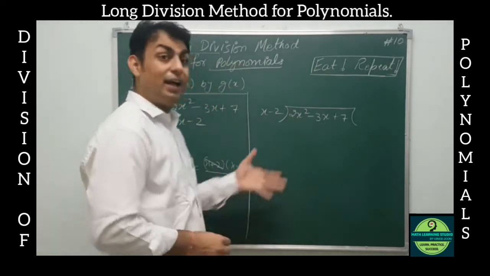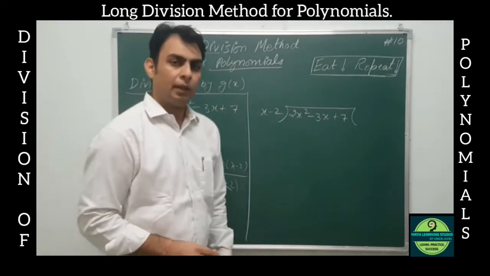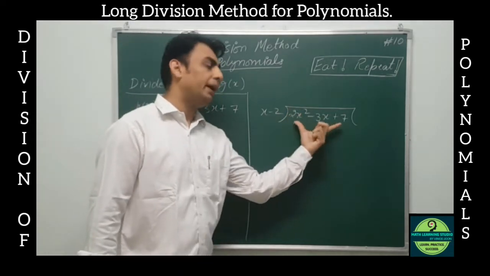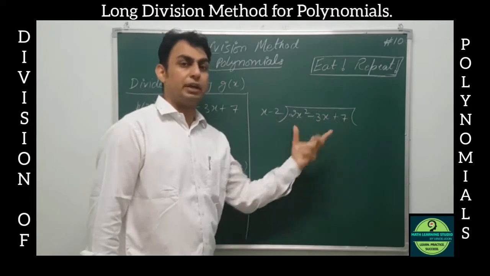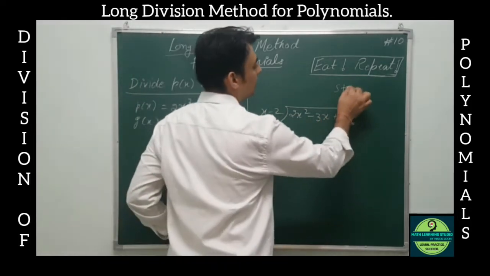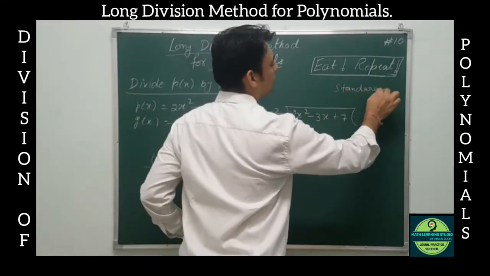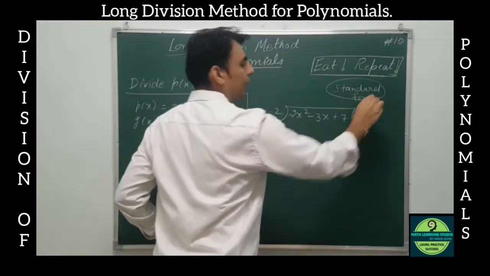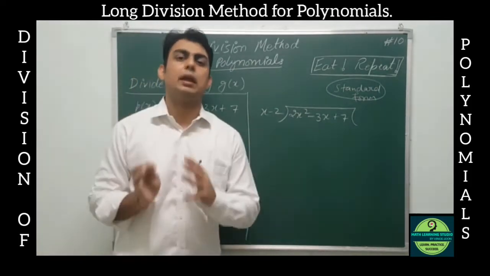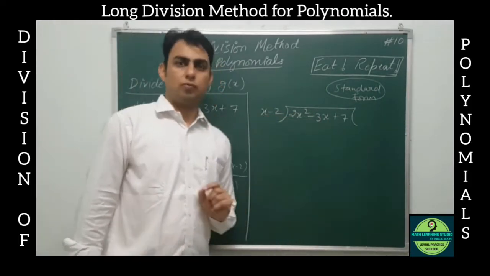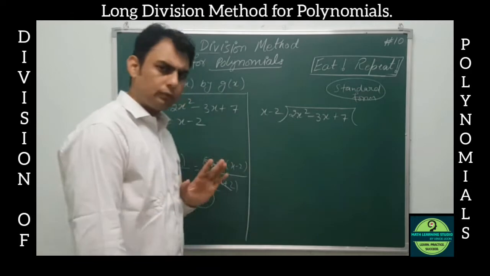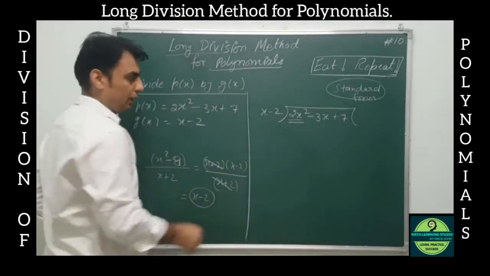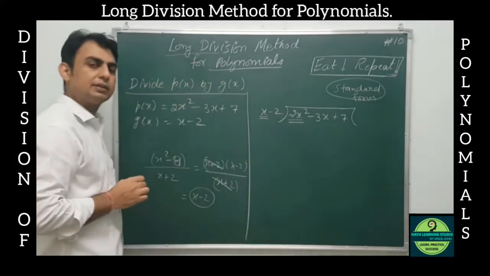So let us understand how we do this. For this method, we first of all write the divisor and the dividend in their standard form. Yes, this is a very important step. This is a very important point that we should keep in mind, that the divisor and dividend both should be written in the standard form, in the decreasing order of their powers.